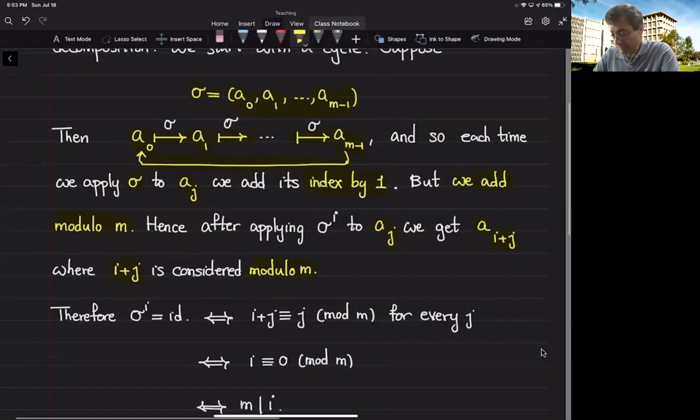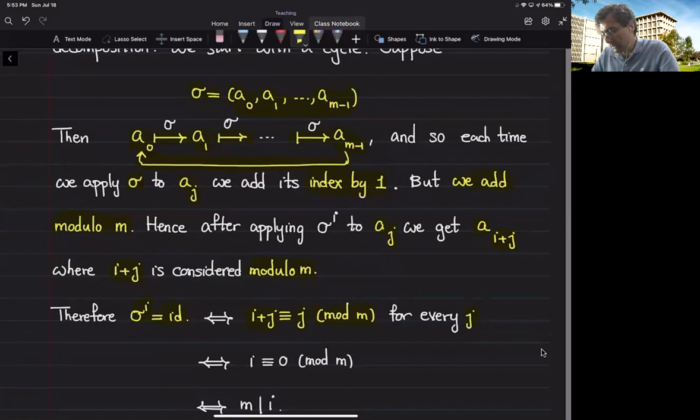In particular, sigma to the i is the identity if a sub j is sent to a sub j. And that means sigma to the i is the identity precisely when all a sub j's are sent to themselves, and that means for every j, i plus j is congruent to j modulo m for every j. So again, that means I can cancel out j because I'm adding mod m.